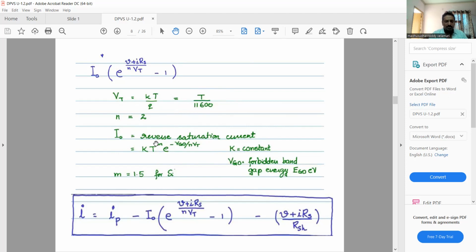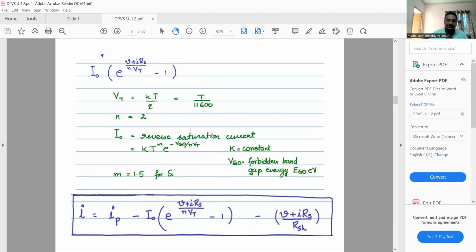Therefore, I naught, the reverse saturation current, has another formula: K into T power M into exponential of minus Vg naught divided by N into VT. Vg naught is nothing but the forbidden energy gap. M is equal to 1.5, for example, for silicon. And this is the exponential form of the current: I is equal to IP minus I naught into exponential of V plus IRS divided by N VT minus 1, minus V plus IRS divided by RS.